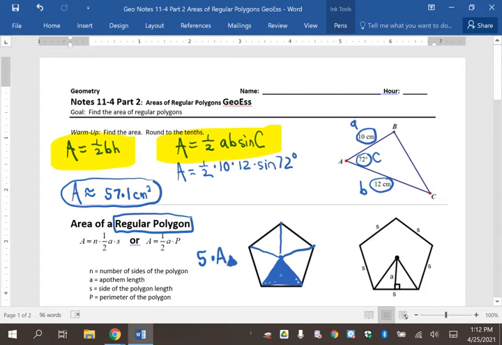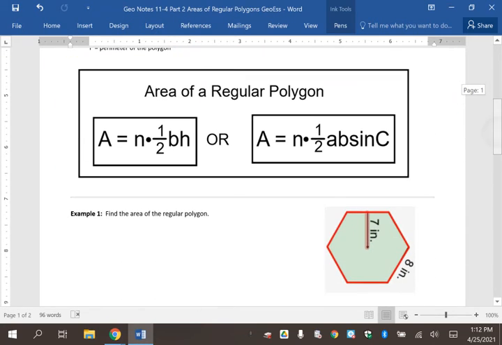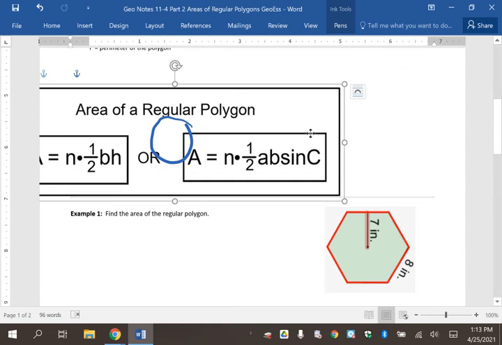So you have two methods of finding the area of a triangle: 1/2 base times height or 1/2 AB sine C, depending on what pieces or parts you are given. Let's go ahead and look at the formulas you'll be using. Scrolling down. These are the two formulas. Your area is 1/2 base times height times the number of sides, or 1/2 AB sine C times the number of sides.